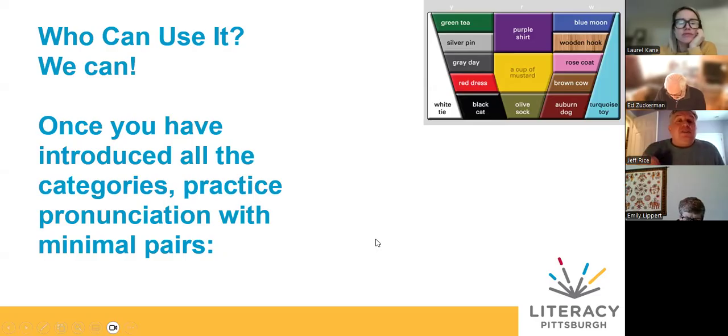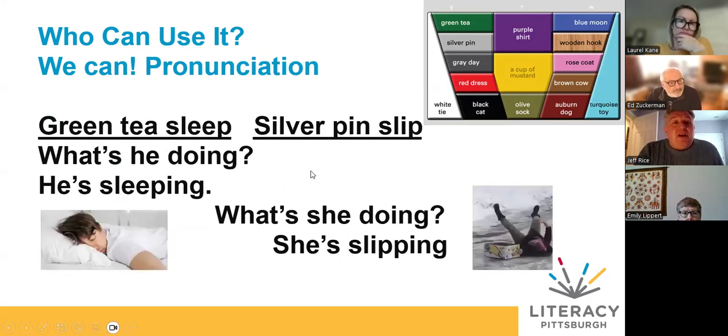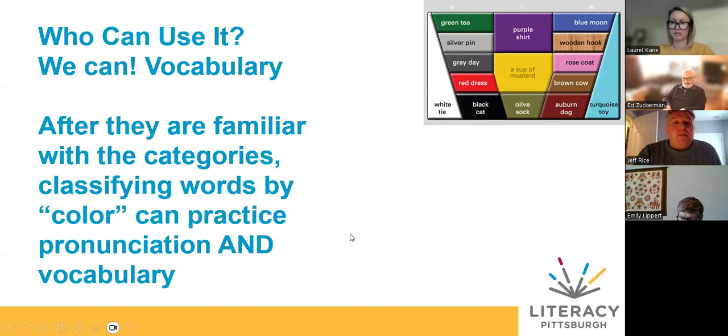So then once you have introduced all the categories, you can practice pronunciation using minimal pairs. So for example, here, green tea sleep, silver pen slip. What's he doing? He's sleeping. What's she doing? She's slipping. Green tea sleep, silver pen slip. Something like that.